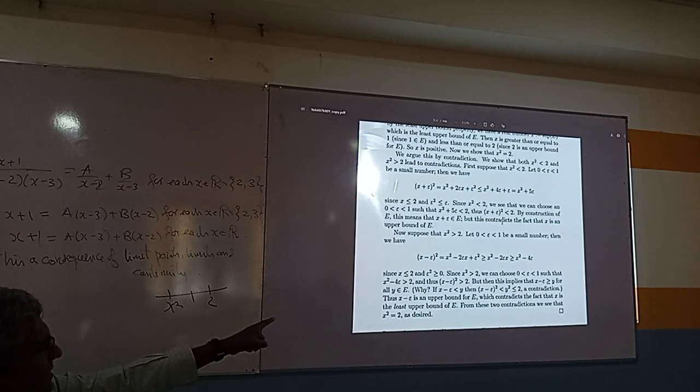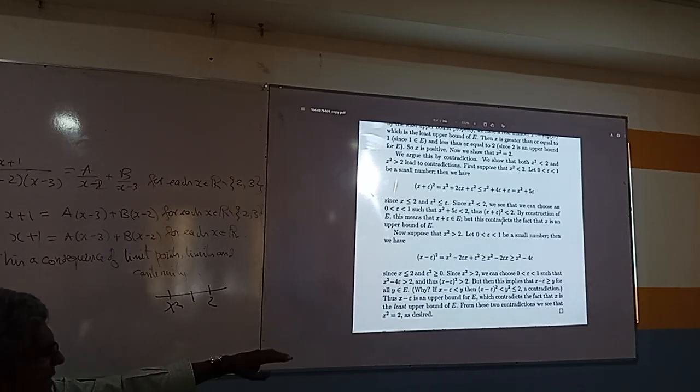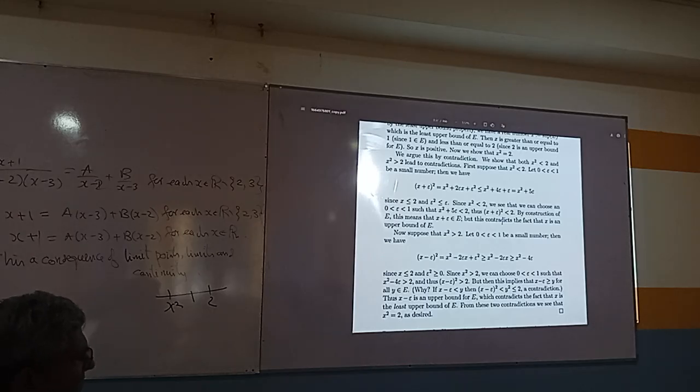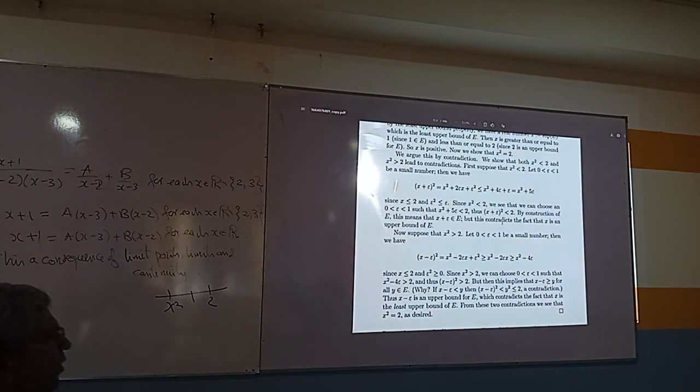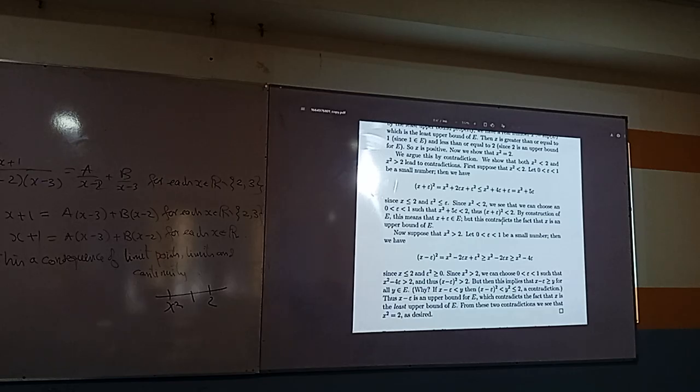Here's what he is saying. x minus epsilon, you can make it small enough so that x minus epsilon squared is greater than 2. But this implies that x minus epsilon is greater than or equal to y, for all y belonging to E. Why? Because in the set E, all numbers have x squared less than 2. Now here x minus epsilon squared is greater than 2. Therefore x minus epsilon is greater than or equal to y, for all y belonging to E.